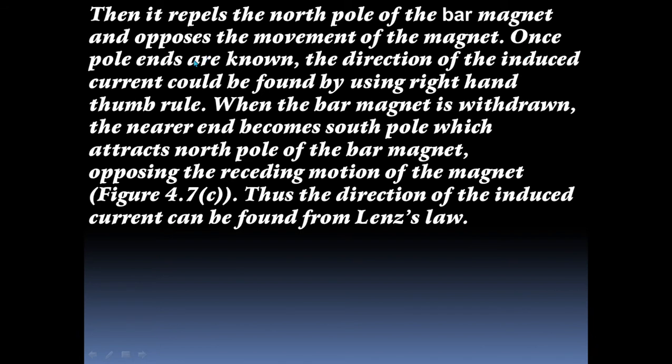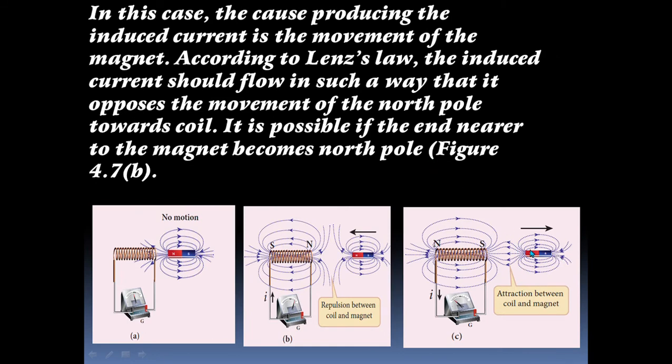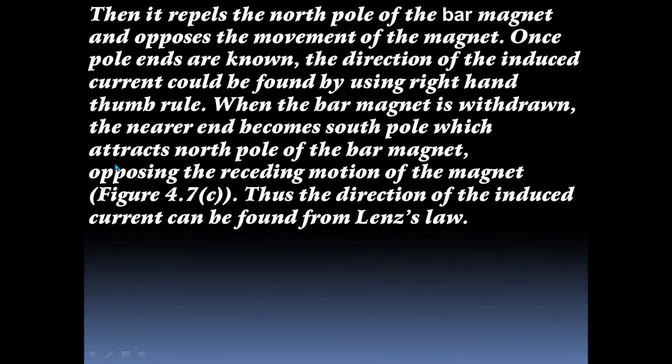Once the pole ends are known, the direction of the induced current can be found by using the right hand thumb rule. When the bar magnet is withdrawn, the nearer end becomes a south pole, which attracts the north pole of the bar magnet away from the solenoid, opposing the receding motion of the magnet. Thus, the direction of the induced current can be found from Lenz's law.